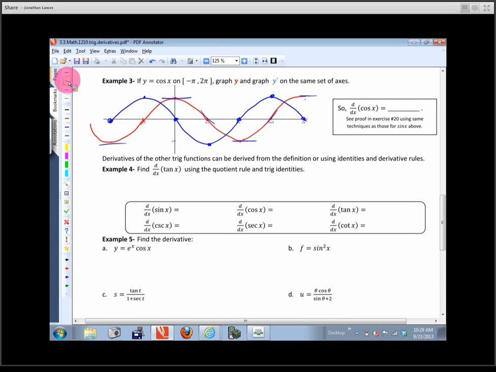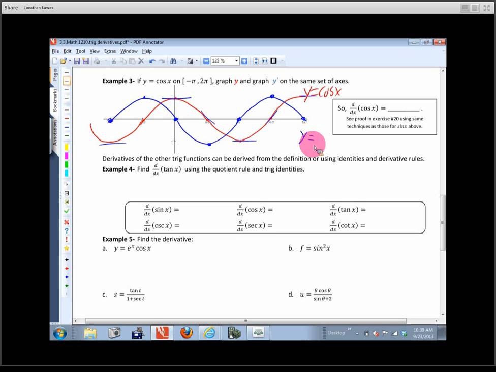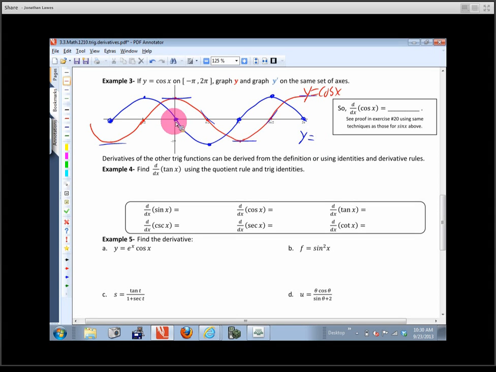So if the red one is y equals the cosine of x, then the blue one would be, gosh, it looks really familiar. It starts at 0, goes down. What is this one? It's the negative sine of x. So negative sine of x, okay?